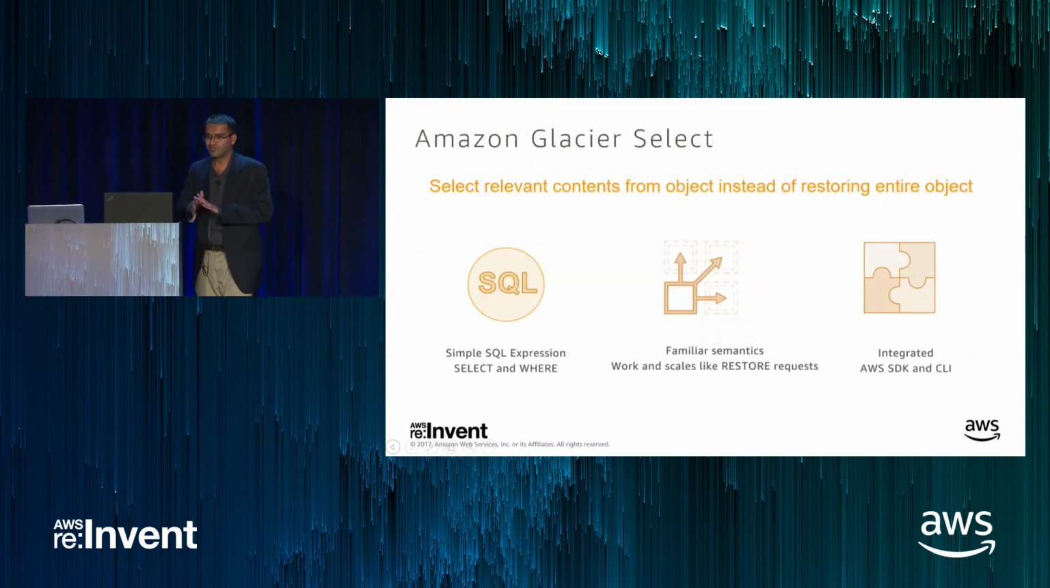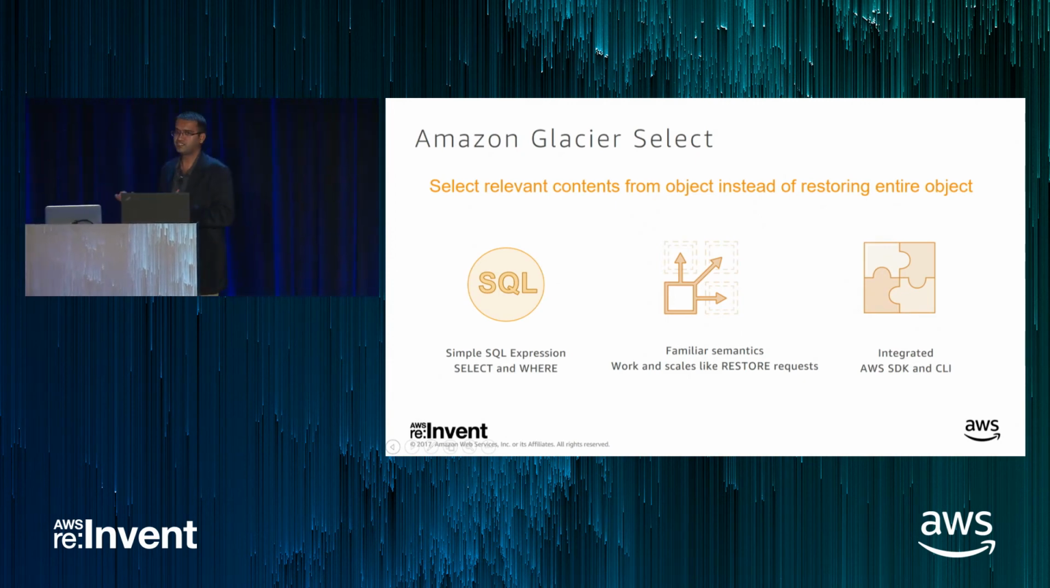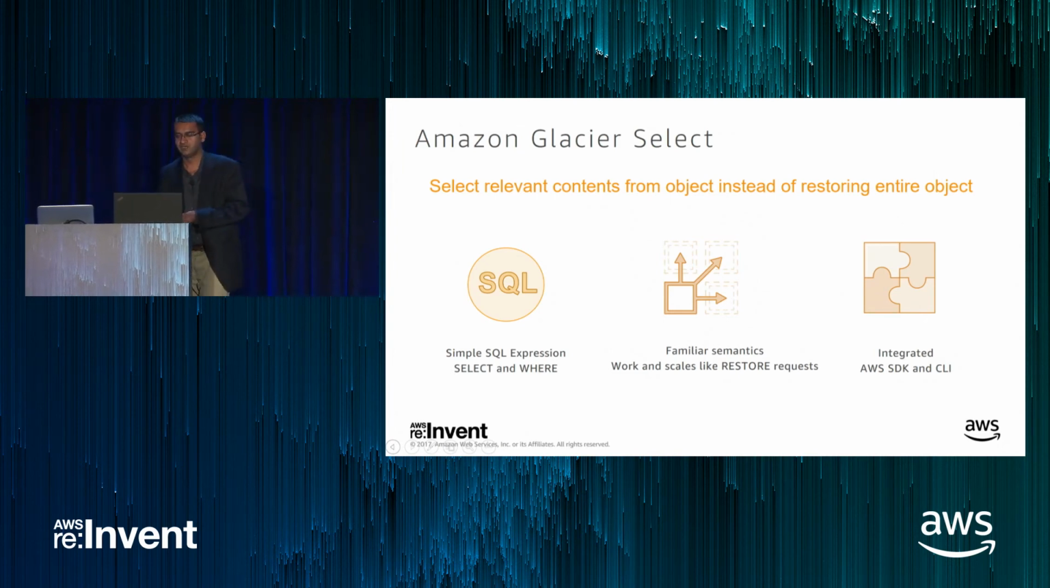Okay, now I think that was a good intro of Glacier. Let's talk about Glacier Select. So what is Glacier Select? Glacier Select is a new feature that was launched today, which allows you to select your relevant contents from a Glacier archive rather than restoring the entire object.